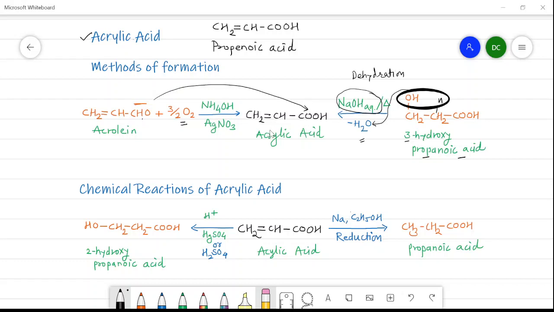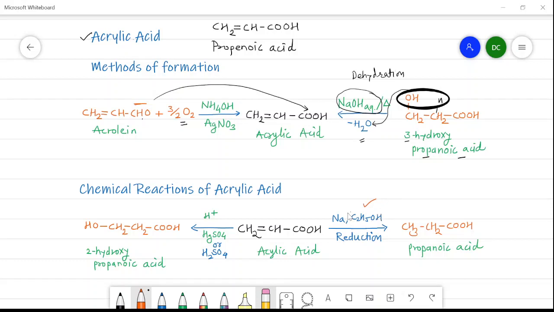So by using two methods, either from acrolein or from 3-hydroxypropanoic acid, we get acrylic acid. Now see the chemical reactions of acrylic acid. Here we will discuss only two chemical reactions. One of them is a reduction reaction. Reduction is nothing but the addition of hydrogen.